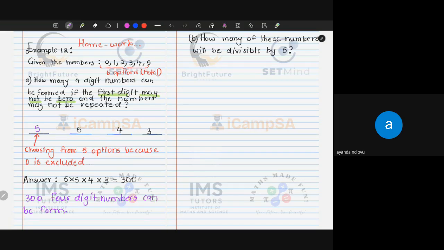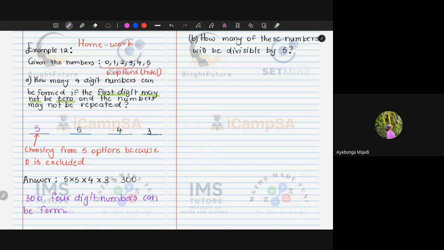Ayabonga, you can go ahead. I'm sorry, I don't understand why there are two fives if the numbers can't be repeated. Okay, read the question for us first. How many four-digit numbers can be formed if the first digit may not be zero and the numbers may not be repeated? Okay, let's pause there.